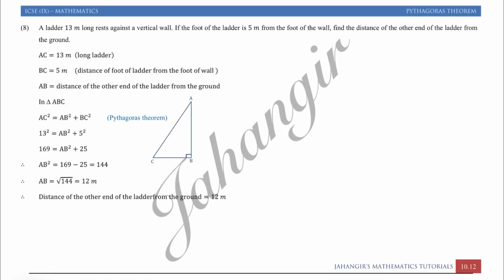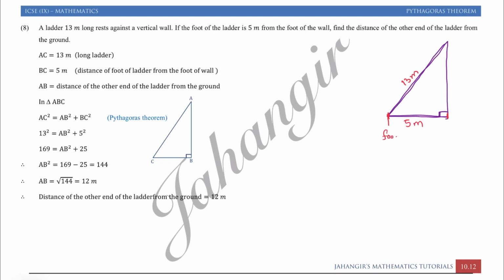Question number 8. A ladder 13 meter long rests against a vertical wall. So first we'll make a vertical wall. This is the ladder. Wall and ground make a right angle triangle. It is always perpendicular. Ladder is 13 meter long. We can write it over here. 13 rests against the wall, if the foot of the ladder is 5 meter from the foot of the wall. This is the foot of the ladder.